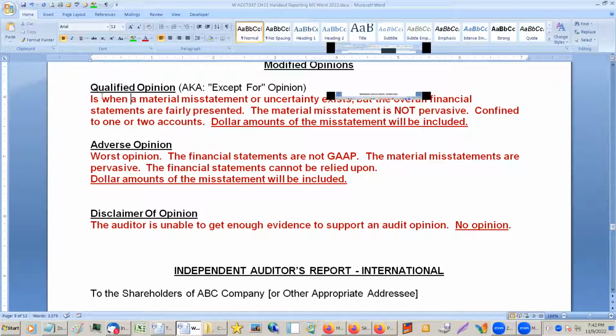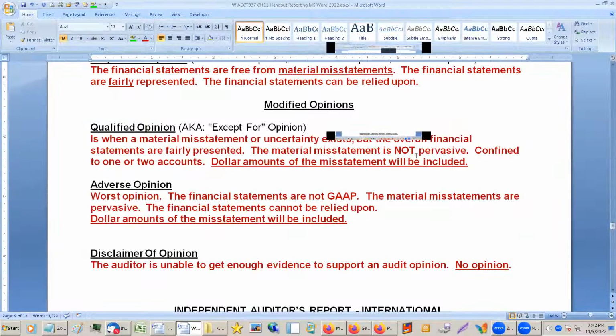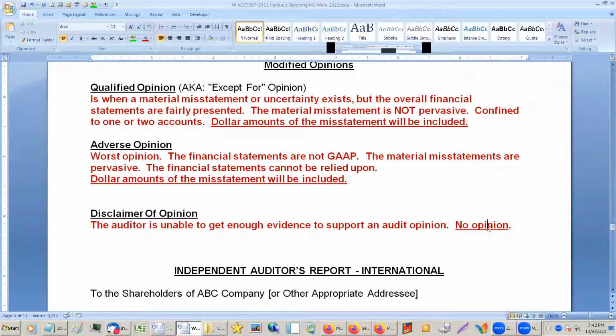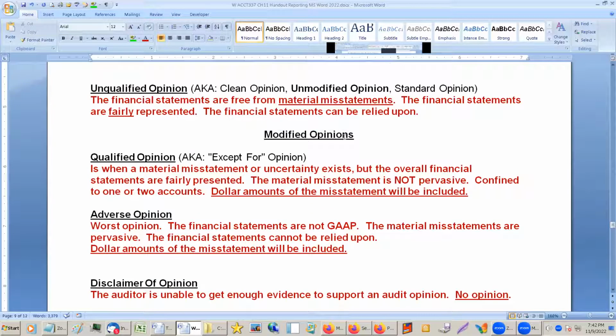At least with the qualified opinion, you can say, okay, yeah, we have a problem with the inventory, but the rest of it's okay. This one is nothing. Here's nothing, here's our bill. So with this disclaimer opinion, the auditor is unable to get enough evidence to support an opinion. And not being able to get evidence could come from a few different ways. One of them could come from the client not allowing them to get the information.